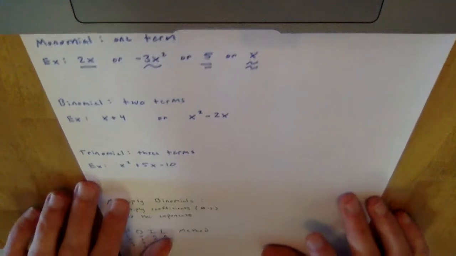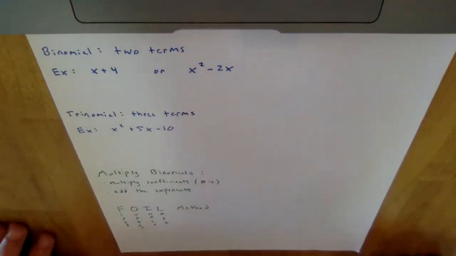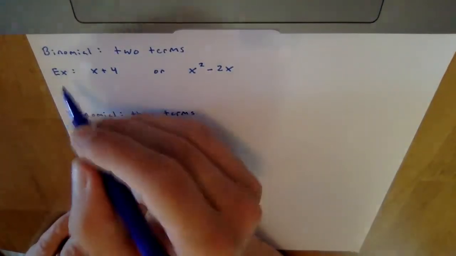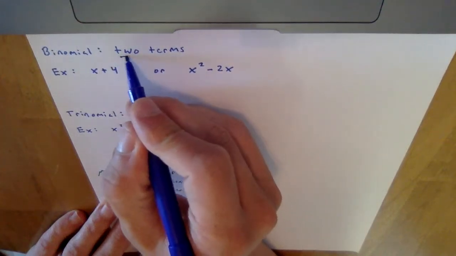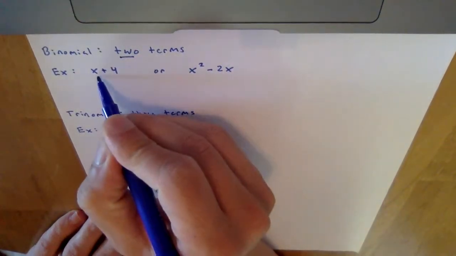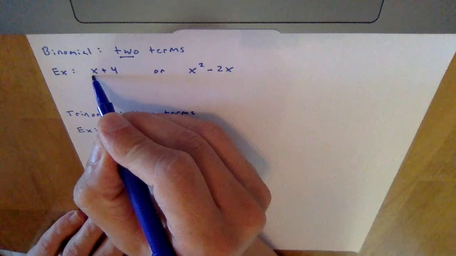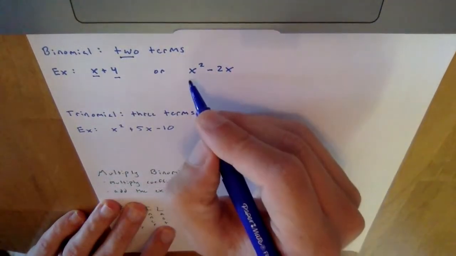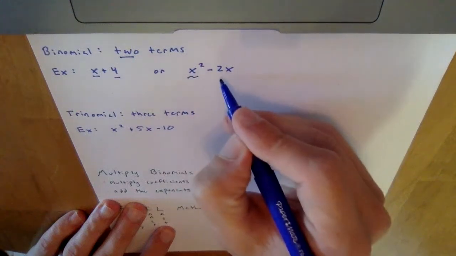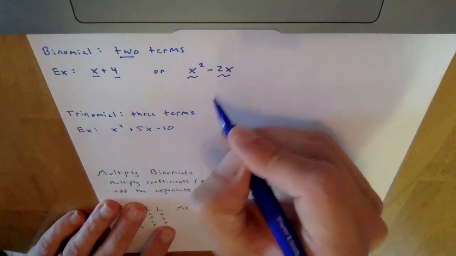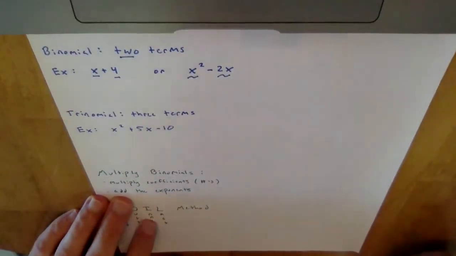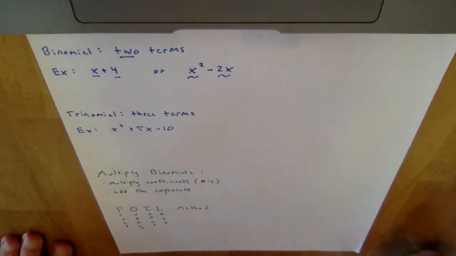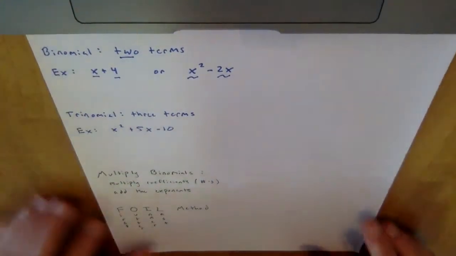And then we move on to binomial. Again, you can pause it if you need to. Binomial is going to be two terms now. So binomial has two terms. So here's an example, x plus 4, right? We've got those two terms connected by addition there. Okay. Or we could have something like this, x squared minus 2x. Again, two terms, right, connected by addition or subtraction in this case. So binomial would be two terms.